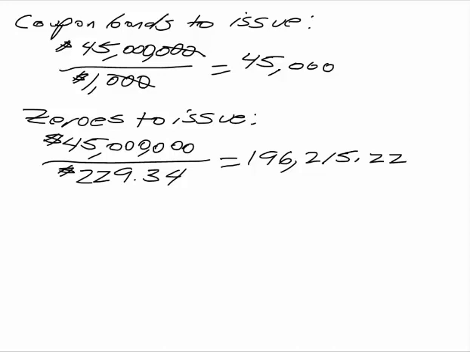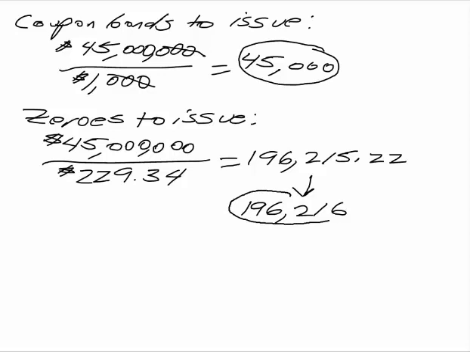Assuming we can't issue 0.22 bonds, we need to round to a whole number. If we round to the nearest whole number, that would give us 196,215. However, if we multiplied that amount by the price of the 0, which is $229.34, the amount we would get would actually be slightly less than $45 million. In order to have the $45 million raised, we're assuming that we need at least $45 million. So we're going to round this number up to 196,216. So the number of coupon bonds that we need to issue is 45,000.